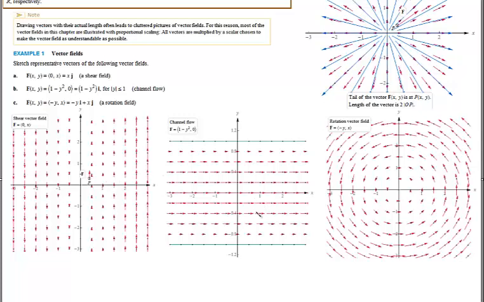Our B graph is a channel flow, something like a river. If I have my I components all being associated with 1 minus y squared, and then that J component would always be 0, note that these would always be going in a horizontal direction. I will take whatever my y value is and I'll do 1 minus y squared.